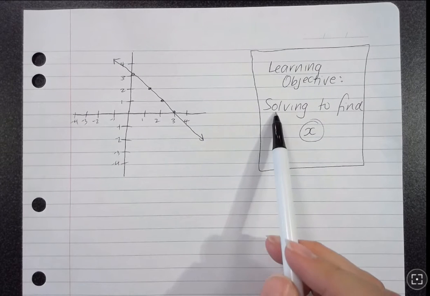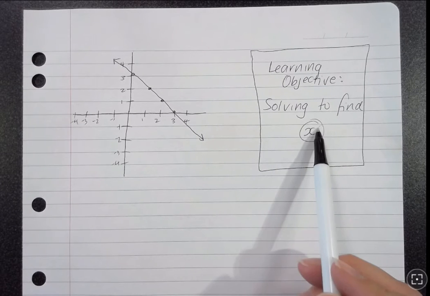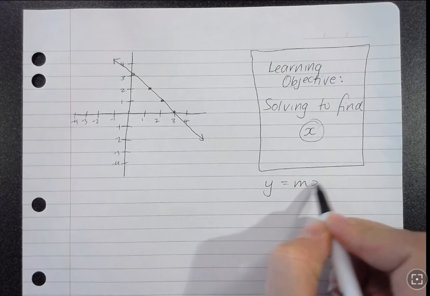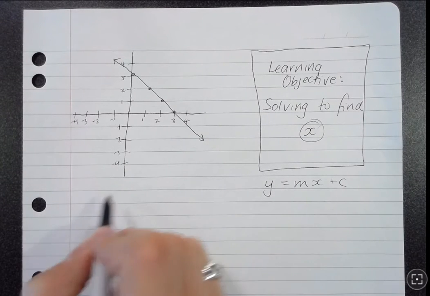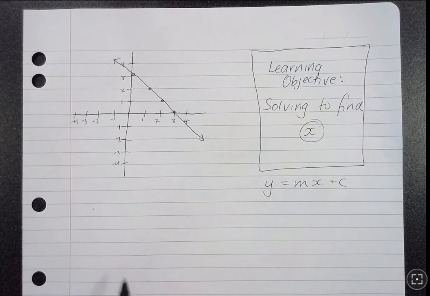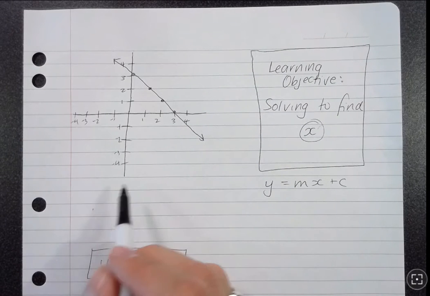We are looking to solve linear equations to find an x value. So what we are used to looking at is y equals mx plus c. For example, we could have a line that was, well, we'll work with a line later on, that is y equals 2x plus 4. But for now, just look at the line that's up here.